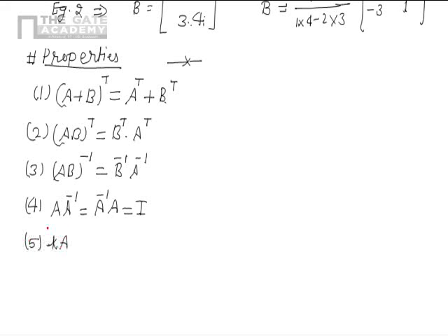If any matrix A is multiplied by a scalar k, and if I am taking the transpose of this, then this will be equal to nothing but k times A transpose. K can be taken out, where k is a scalar and A is matrix.